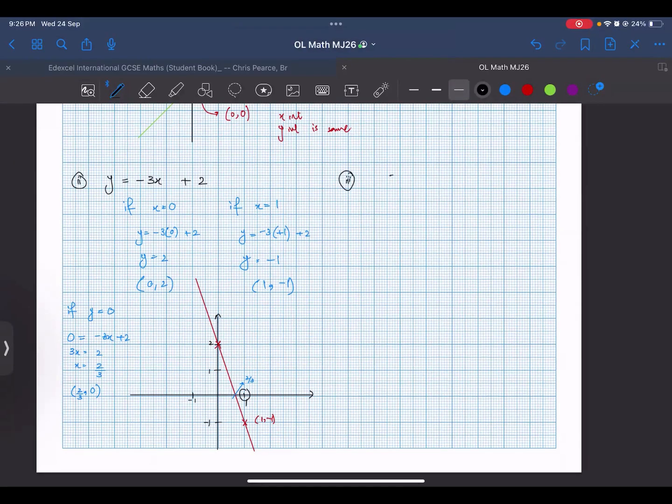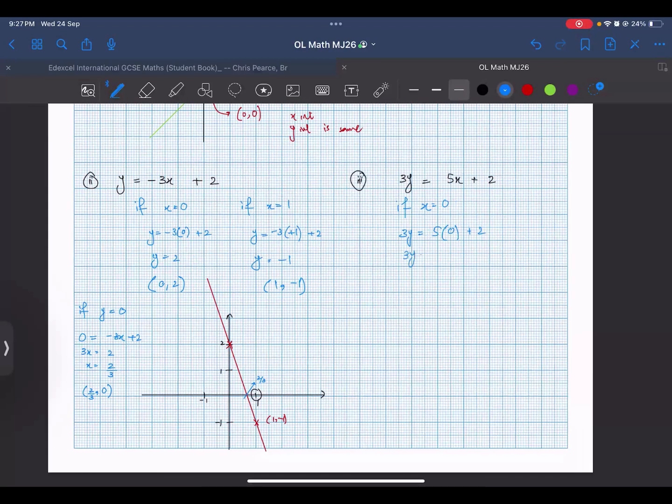Let's suppose it is 3y equals 5x plus 2, something like this. They're asking you to sketch this. So we can take x equal to 0. So 3y is equal to 5 times 0 plus 2. So 3y is equal to 2. So y comes out as 2 upon 3. So 1 point we got is (0, 2 upon 3).